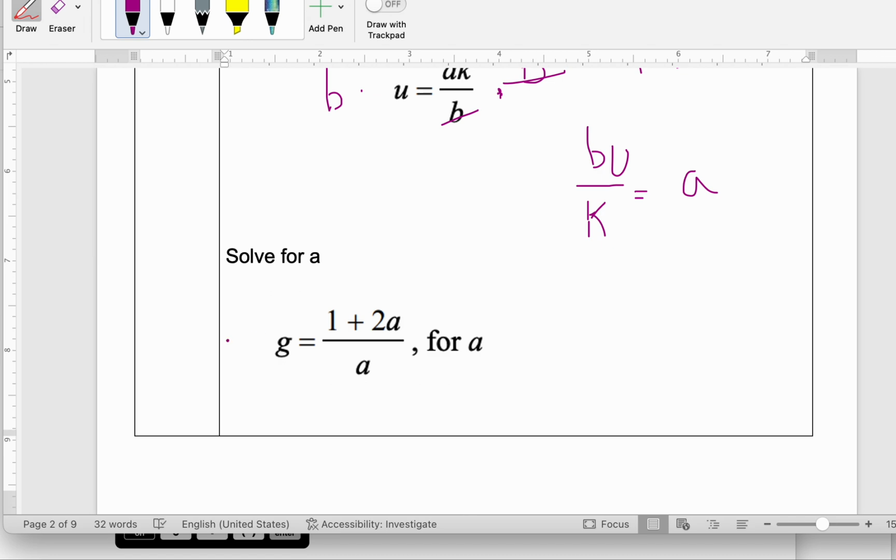All right, so I have A here, and I'm multiplying A here. So I'm going to cancel this out, and I have AG equals, that looks like a Y, right? Let me see if I could, that's good enough, equals 1 plus 2A.